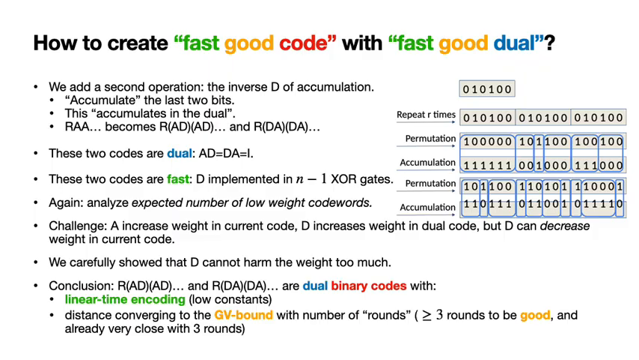We require 3 rounds before the code is good at all, where good means that the distance is linear in the length of your vectors. But with these 3 rounds, you're already very close to the GV bound itself.